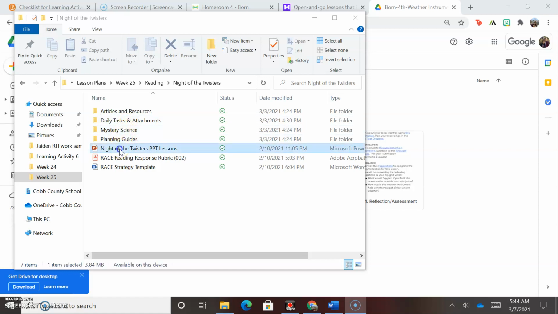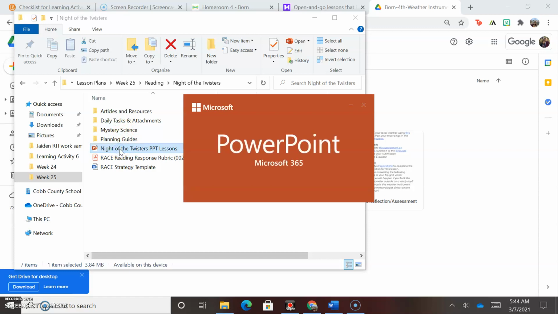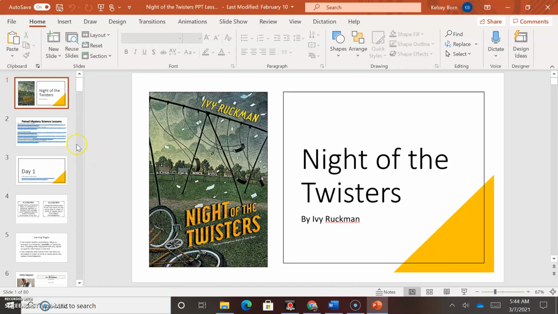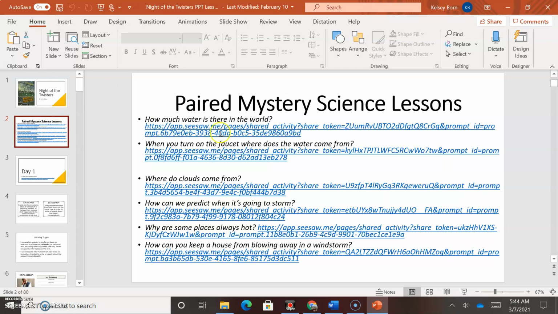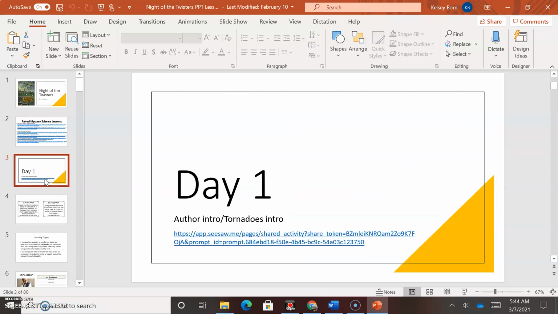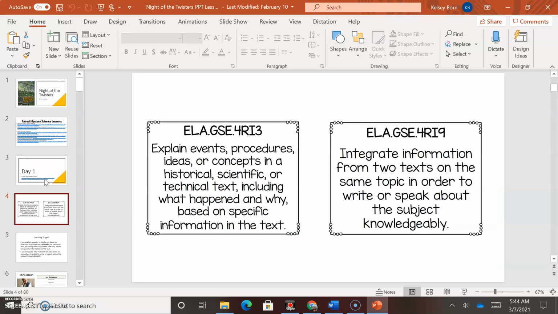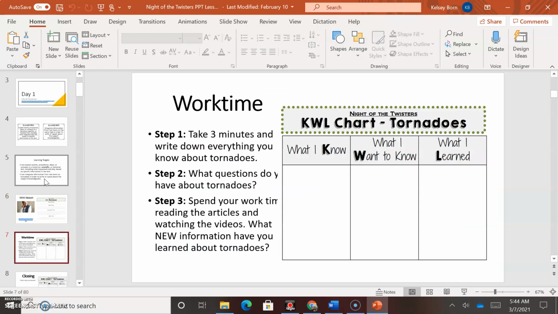So I made this novel study for Night of the Twisters, made sure all my kids had a copy of the book, and I paired it with Mystery Science lessons that are free because my district purchases this for us. And we started with some water cycle lessons and then moved into their unit called Stormy Skies. But without going through too much of this, I basically started with an author intro for the ELA portion.